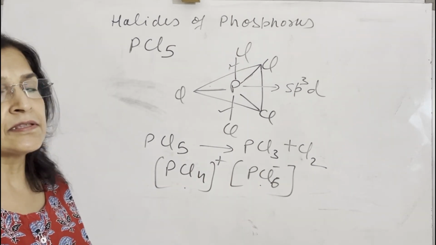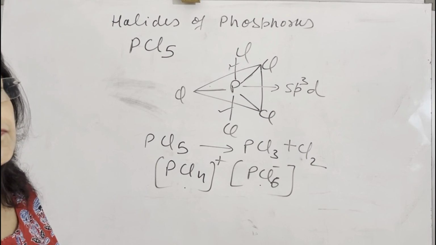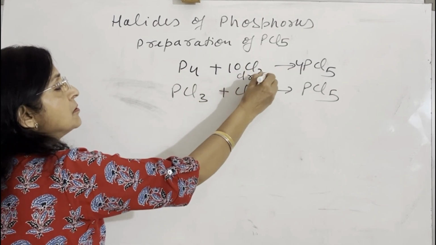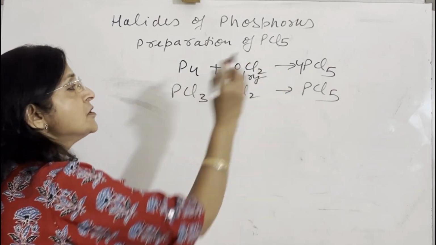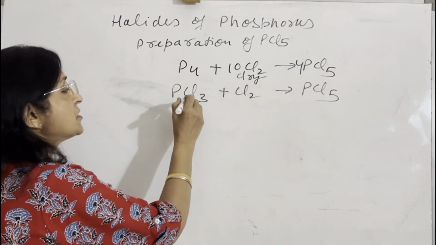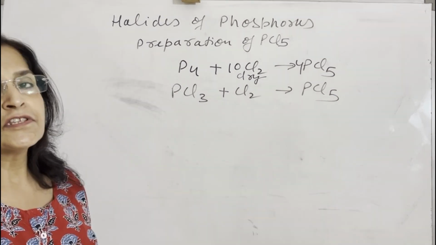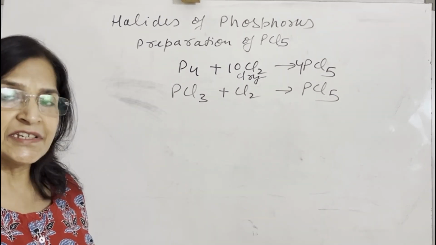Now we will discuss the preparation and properties of phosphorus pentachloride. White phosphorus is treated with dry chlorine and chlorine is taken in excess, phosphorus pentachloride forms. When phosphorus trichloride is heated with chlorine, then also phosphorus pentachloride will form. Phosphorus pentachloride is a white powder with pungent smell.